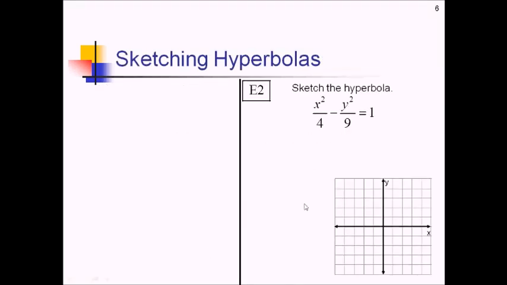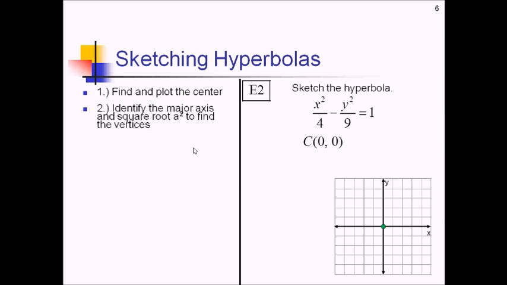All right, it's time to sketch a hyperbola. So we're going to do this one together, then you can try one on your own. First step, find and plot the center. In this case, it's just 0, 0, and so are all the ones we'll be dealing with here. So there it is. Next, identify your major axis and square root the a squared to find the vertices. So major axis always comes first. It's always the positive fraction with hyperbolas. So major axis x for this one.